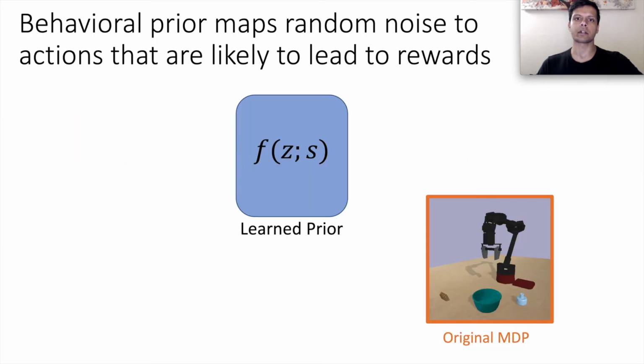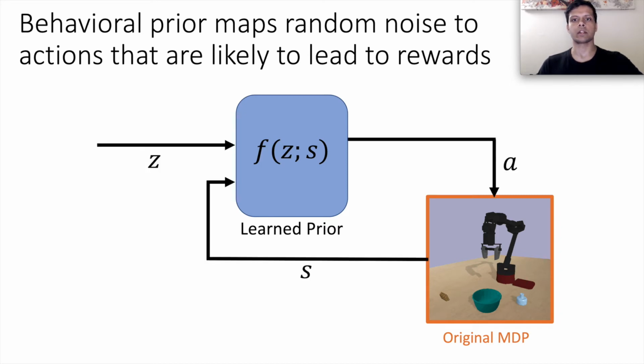The behavioral prior is a function f that takes as input state s and a random noise z and outputs an action a that is likely to lead to useful behavior when executed. Note that z's are sampled from a simple distribution such as a Gaussian and get mapped to meaningful actions by f. However, there may be many possible useful tasks that one can perform in any given environment, and the prior alone will not necessarily maximize the reward for our task of interest.